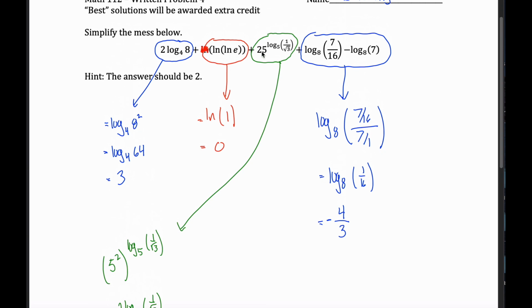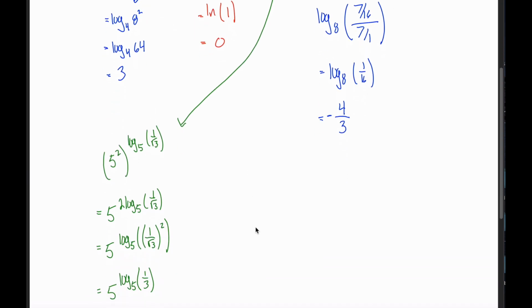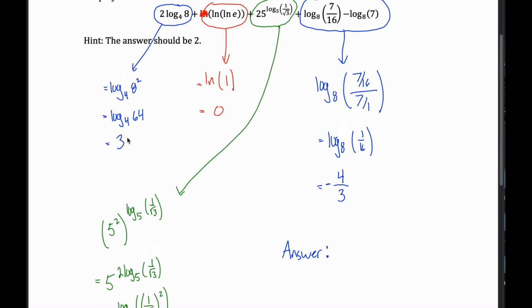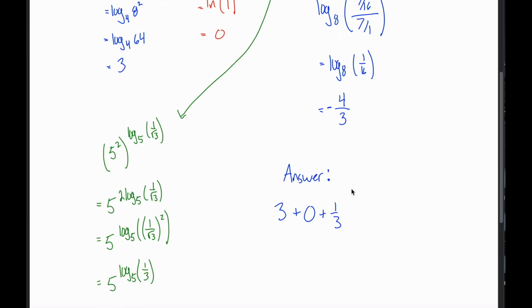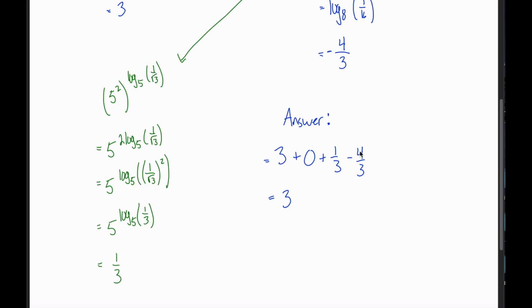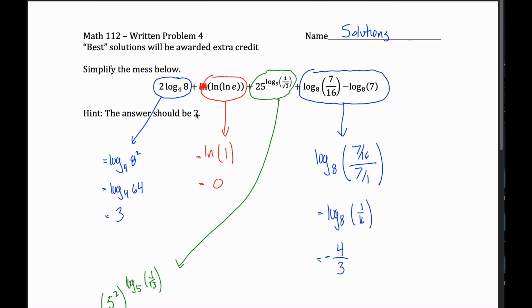I think we've now figured out what each of these individual parts are equal to, so all we have to do is add up the 3, this 0, this 1/3, and this negative 4/3, and that'll give us our answer. Well, let's see, 1/3 and negative 4/3 is negative 3/3, which is negative 1. So I have 3 plus 0, which is just 3 minus 1. 3 minus 1 gives me 2, which was the answer that I was hoping or expecting to get, because it told me the answer up here was 2.